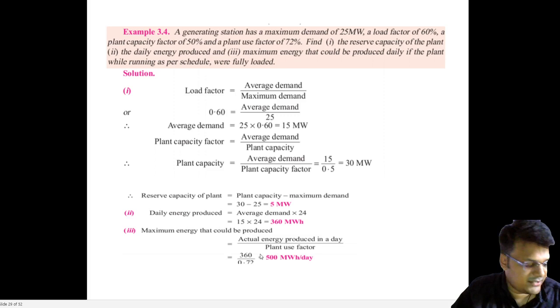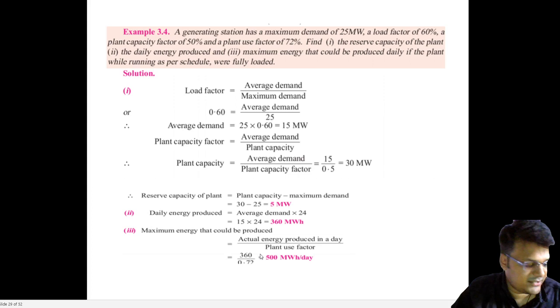So like that, the question is given and you will easily solve it. You only need to get the concept, a little bit of what is the plant use factor, average demand, and these kinds of factors. This category is a little bit tough because they ask about all the concepts.